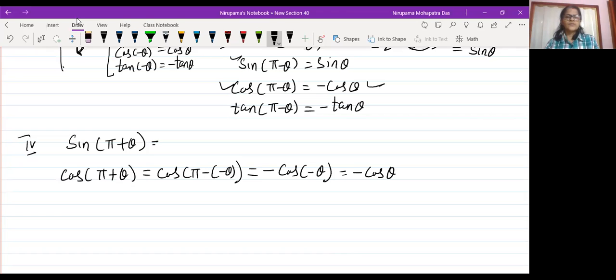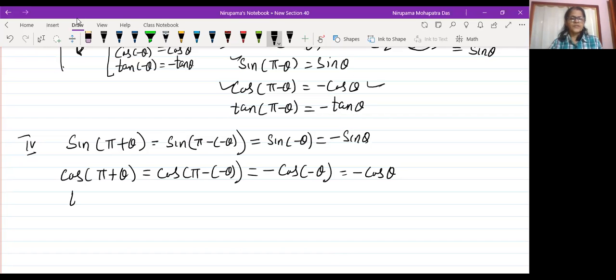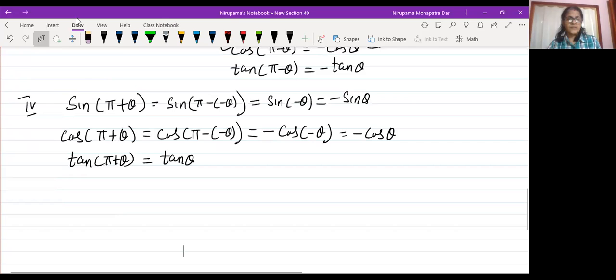Similarly, you can take this one also. Let me just write it: sin(pi - (-theta)). Sin(pi - theta) is sin theta, so here it is sin(-theta), that is minus sin theta. You see the pattern, so the tricks can be applied very easily. Now take the ratio tan(pi + theta). When sine and cosine are both negative, tan will be positive, so you are getting tan theta. Once you get sine, cosine and tangent, the reciprocals can be obtained easily.